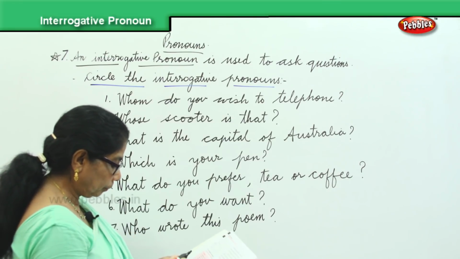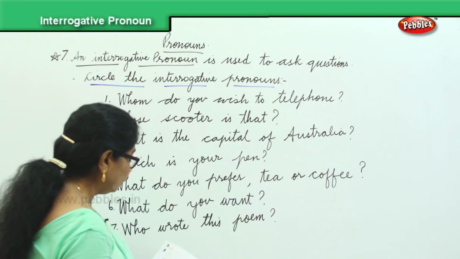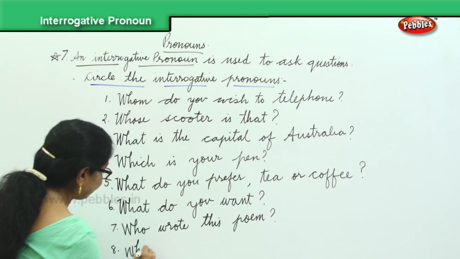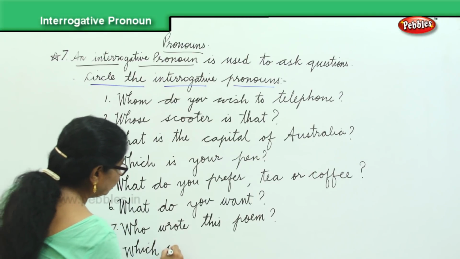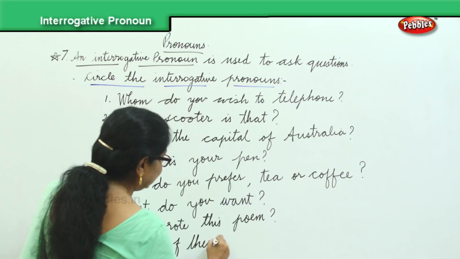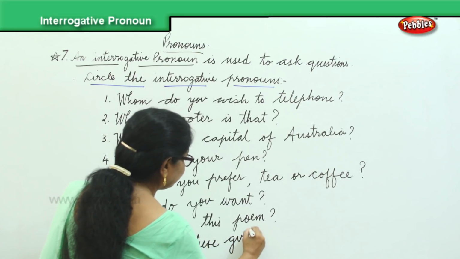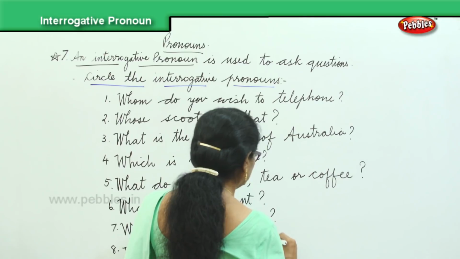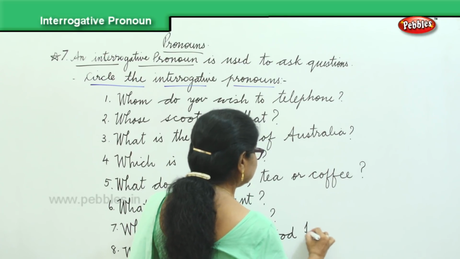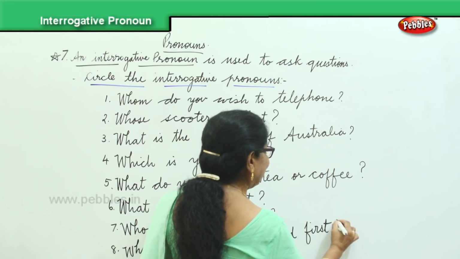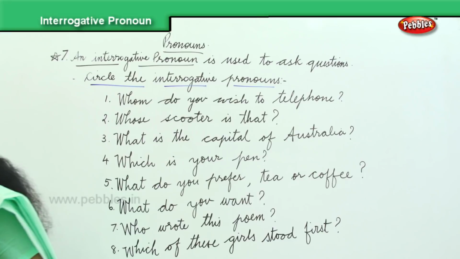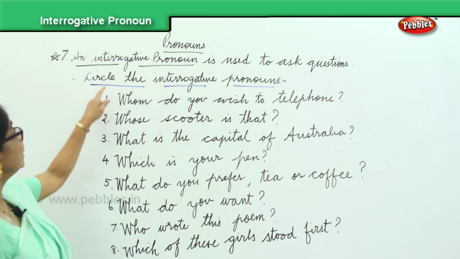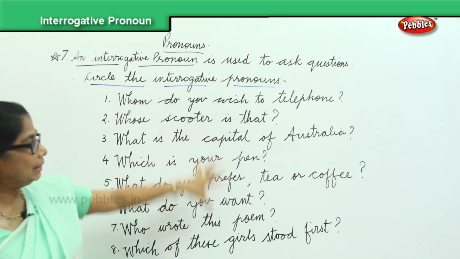Then which of these girls stood first? I have 8 sentences for you here, and then what we are looking at is, what is the heading? Circle the interrogative pronoun in these sentences.